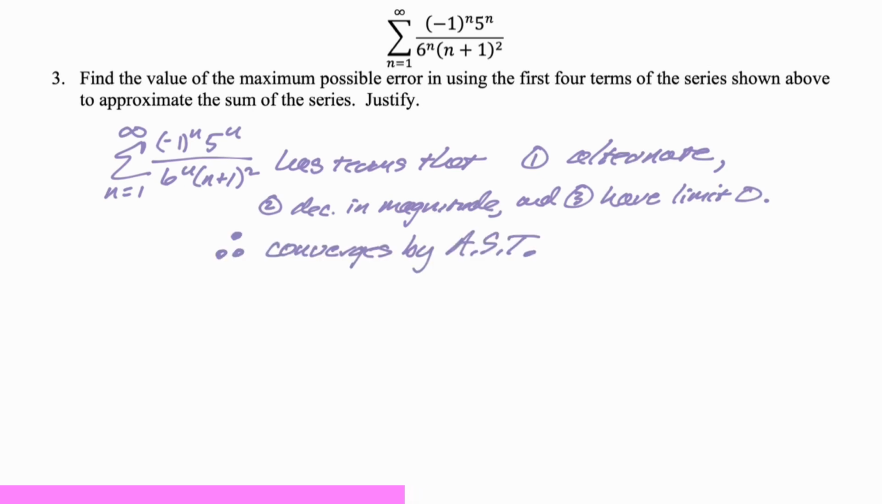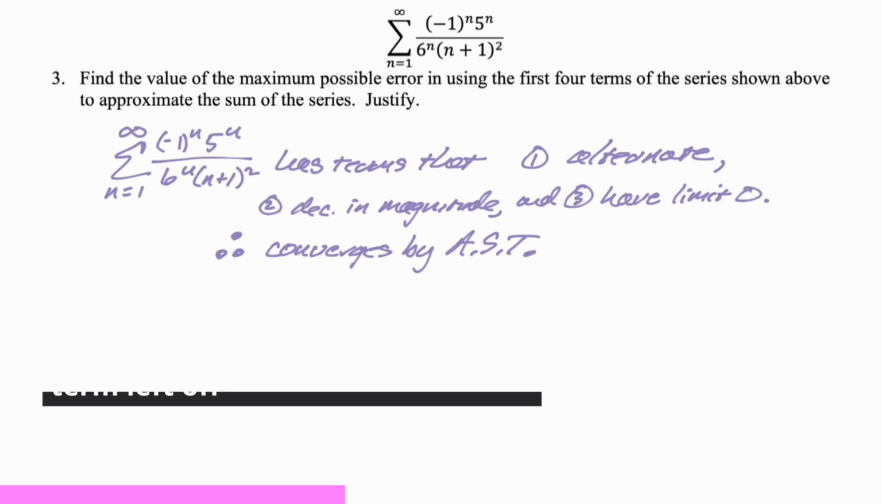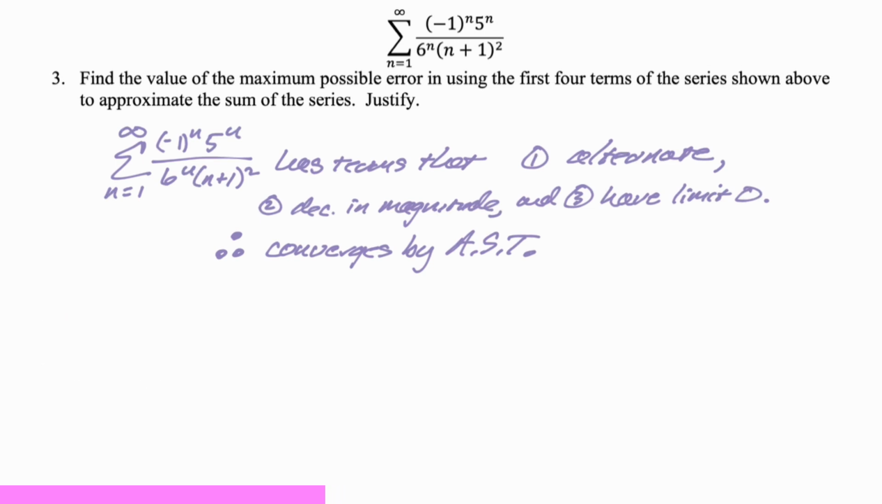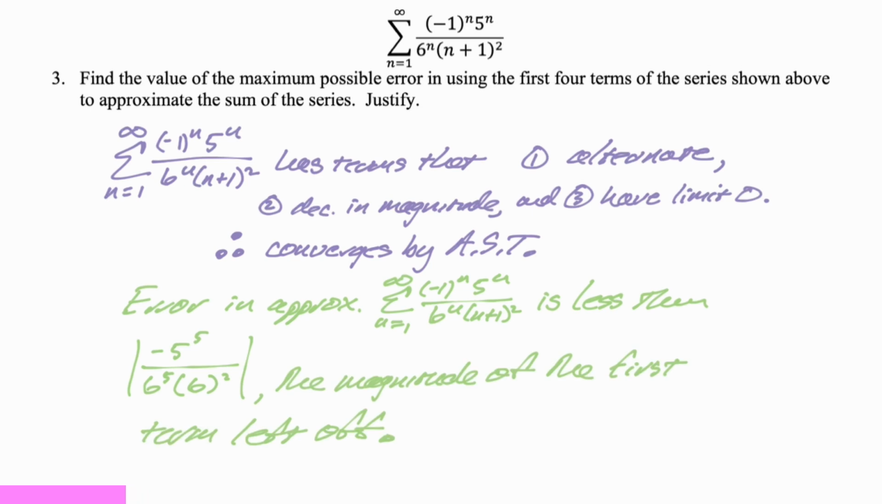All right, so once it converges, we know that the error is at most the first term that we leave off. So if we're using 4 terms, that's n equals 1, 2, 3, 4. So our error will be the absolute value of what we get when we plug in 5. So the error in approximating our sum is less than the magnitude of that term: the absolute value of -5 to the 5th over 6 to the 5th times 6 to the second. That's a bad looking 2, but that's definitely to the second, which, to explain it, is just the magnitude of the first term that we left off.